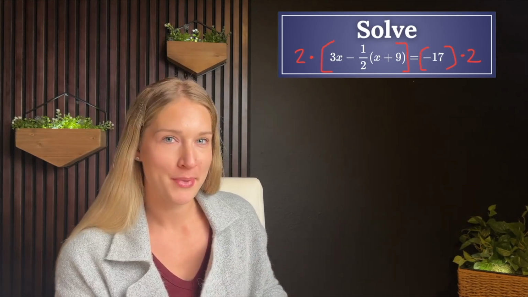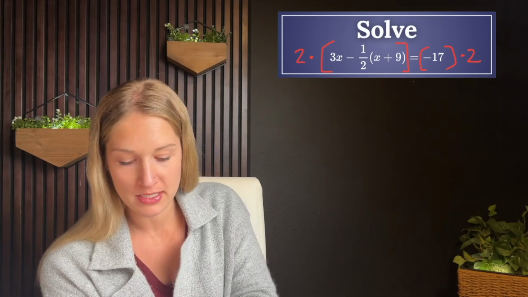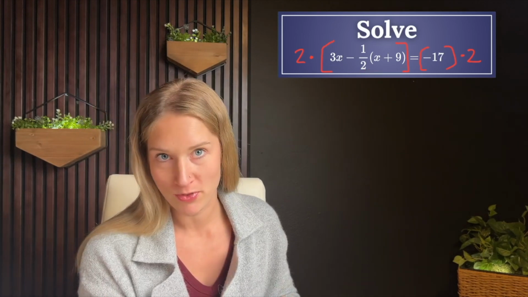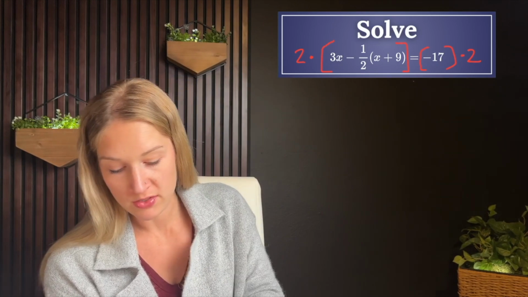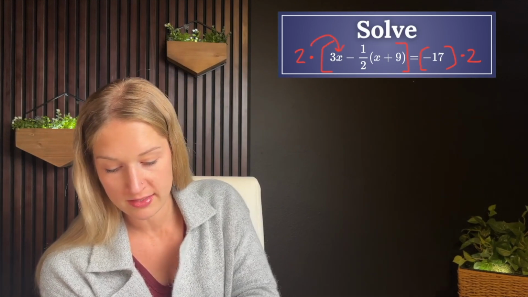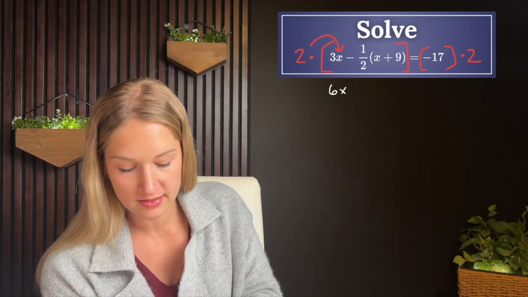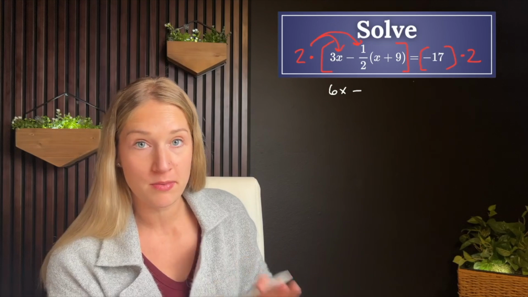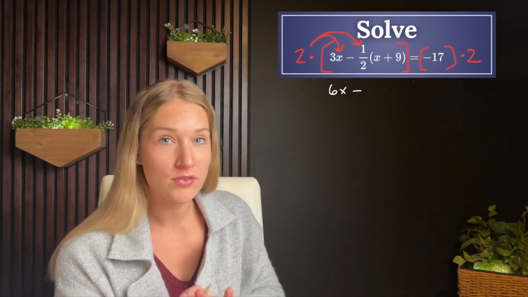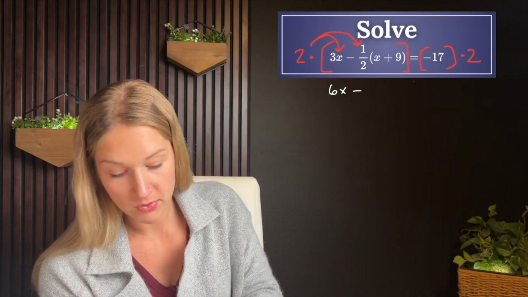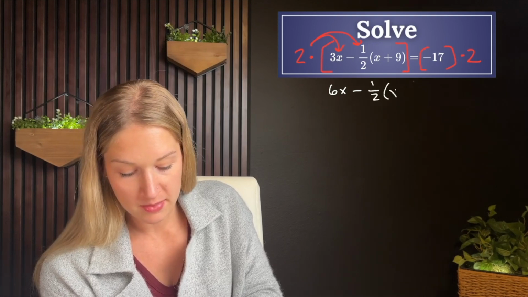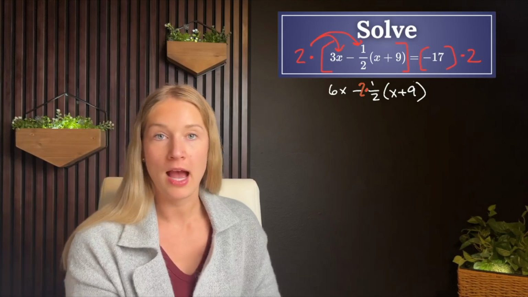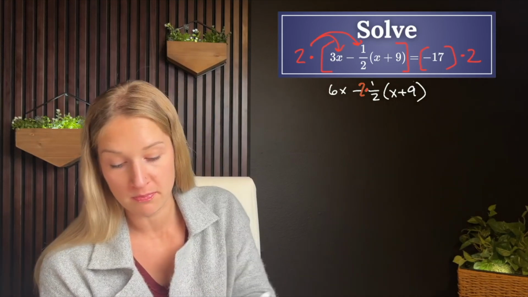Now, when you're talking about parentheses, notice there's that piece right here with parentheses. We only need to multiply whatever's in the front of the parentheses. So when I distribute that 2, I'm going to go to the 3x, and that gives me 6x. And I go to the negative 1/2. Now that's the number in front of the parentheses, so all of that is going to stay together. I'm multiplying the negative 1/2 times x plus 9 by 2. I only need to multiply that number in front by 2.